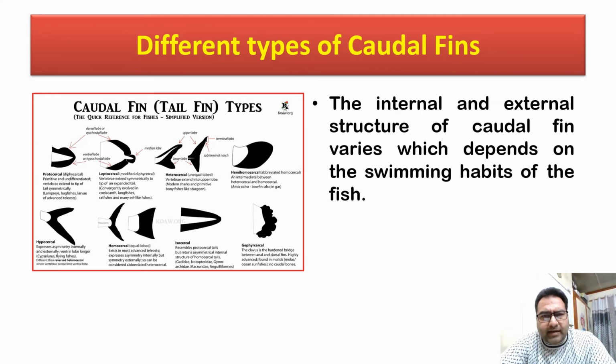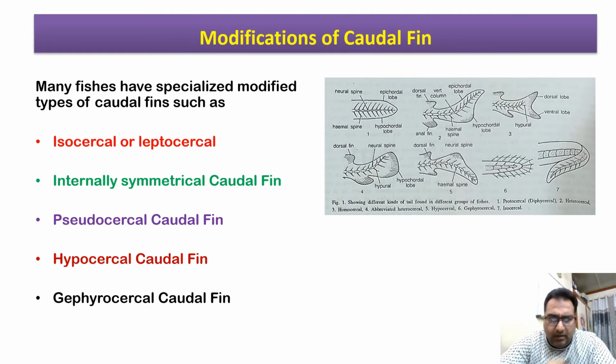And we do have different types of caudal fins. Generally these variations involve special modifications of the vertebral column. The internal and the external structure of the caudal fin varies, which depends on the swimming habits of the fish. Then we do have the modifications of the caudal fins. That is, we do have the isocercal or leptocercal condition.